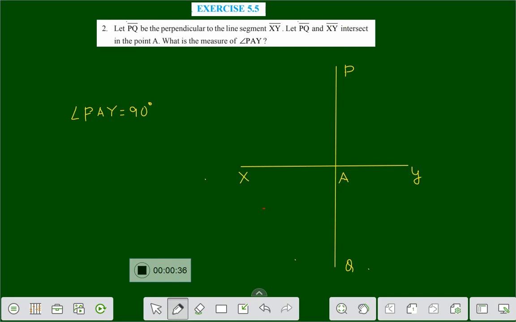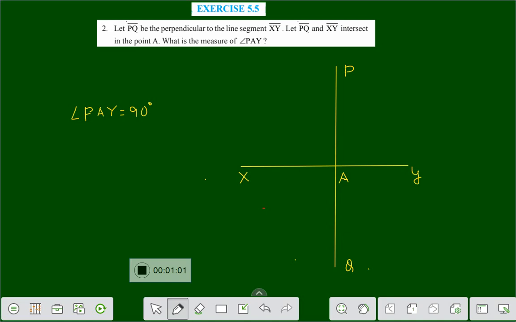Let us take one line segment XY. Here you have taken XY line segment, right? Now PQ be the perpendicular to the line segment XY. You have taken another line PQ that is perpendicular to the line segment XY. Let PQ and XY intersect in the point A. Here is the point of intersection and this is A. What is the measure of angle PAY?